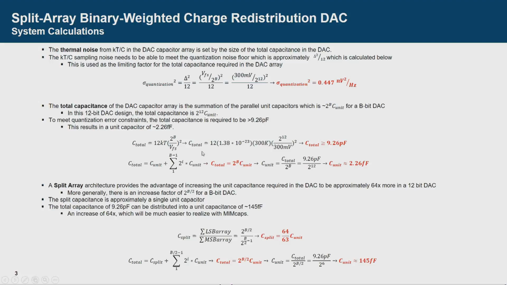below. This results in a unit capacitor of 2.3 femtofarad, which is unrealistic and is not supported within the design kit and Cadence. As a result, a split array was chosen to increase this unit capacitor to roughly 145 femtofarad. The split capacitor was calculated to be roughly a unit capacitor, which I'll go into more in the next few slides.